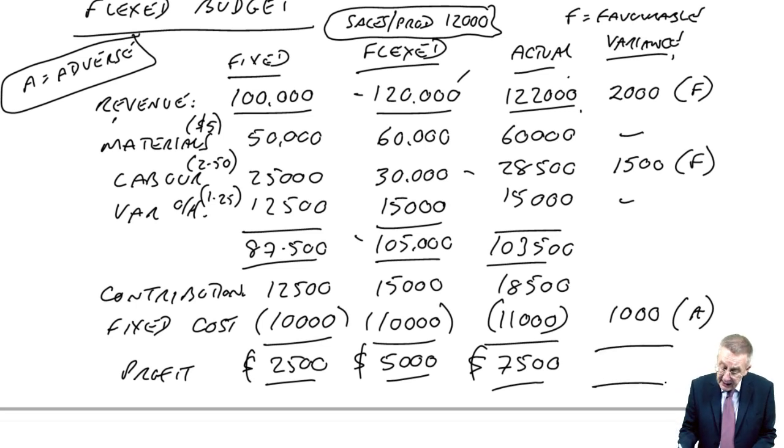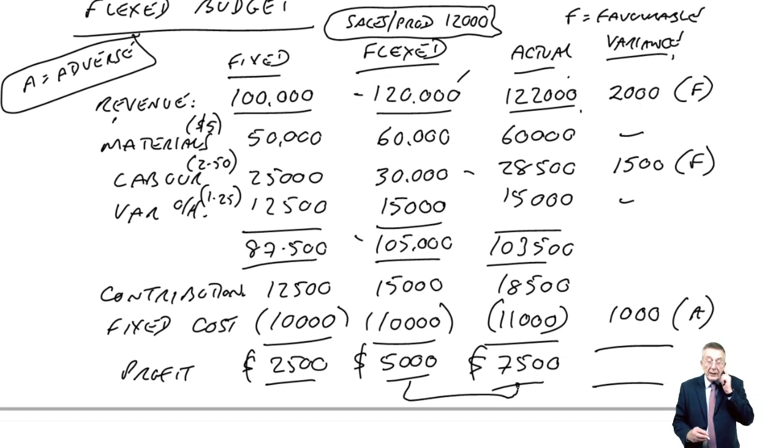And of course it should explain the flex budget: we expected to make 5,000, made 7.5, made 2.5 more. We now know why. The net total of these, save 2 there, save 1.5 there, 3.5 in total. We now know where that extra 2.5 came from.